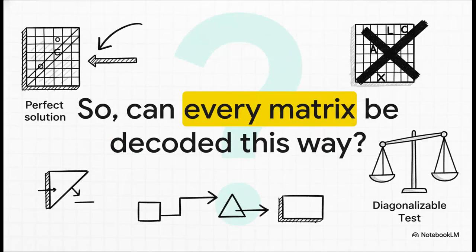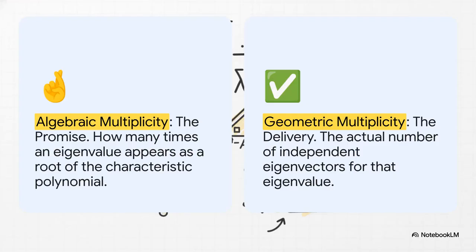Okay, so this whole thing seems amazing, right? Like a universal decoder for any matrix. But here's the twist. Can every matrix be decoded this way? Can we always find this secret code? Well, the answer, and this might surprise you, is no. There's a critical make-or-break test that a matrix has to pass before it's allowed to be diagonalized. And this is the test.